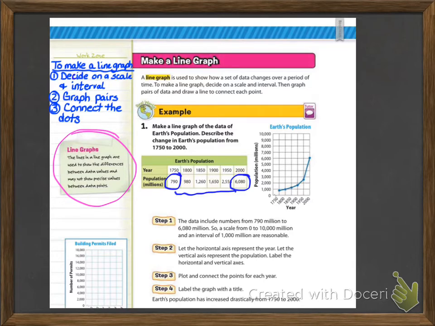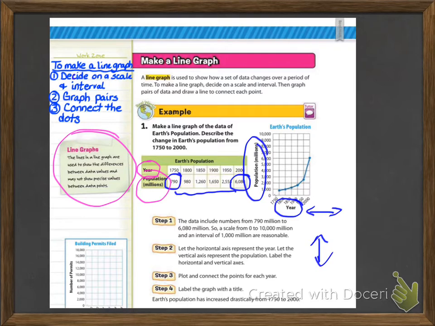So once you've done that, it says here to let your horizontal axis represent the year. That's your X number. And then your vertical axis is your up and down one to represent the population, and then label them. By labeling, it says, give me words, tell me what they mean, okay? They got the labels from this area right here, so you don't have to make them up when you're given a data table.